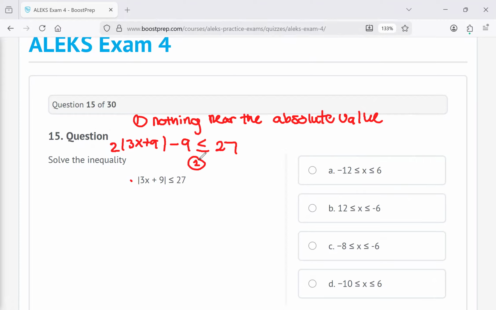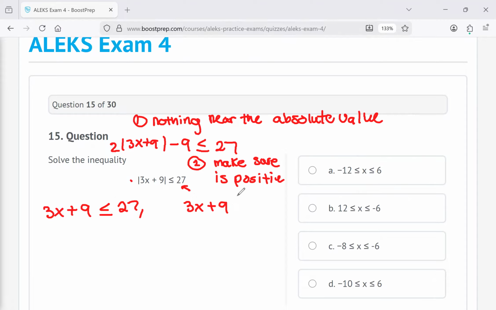Okay, step 2, make sure this number right here is positive. If it was a negative 27 and there's nothing near the absolute value, you can automatically say there's no solution. Okay, so it passes because 27 is positive. So we can write out our two inequalities. The first one is 3x plus 9 is less than or equal to 27. And the second inequality would be 3x plus 9, flip the sign, so it's greater than or equal to negative 27.